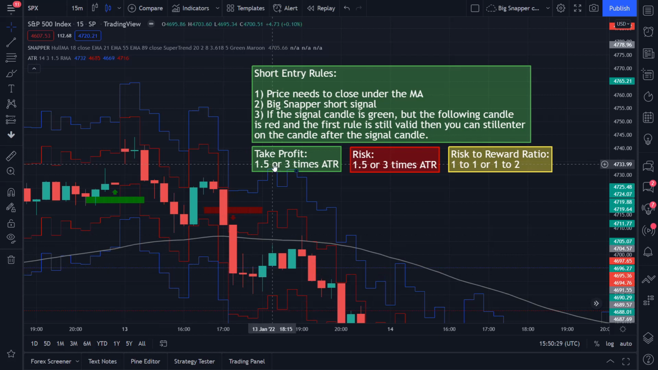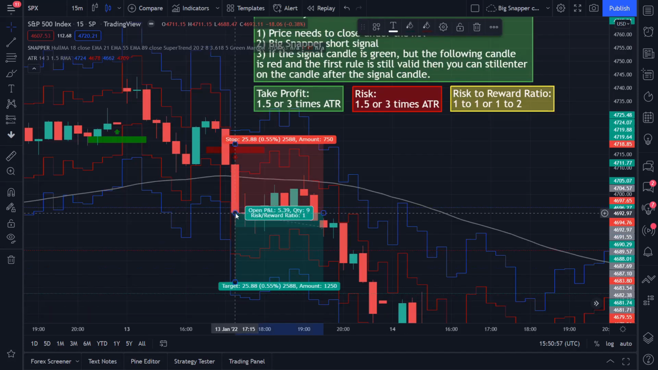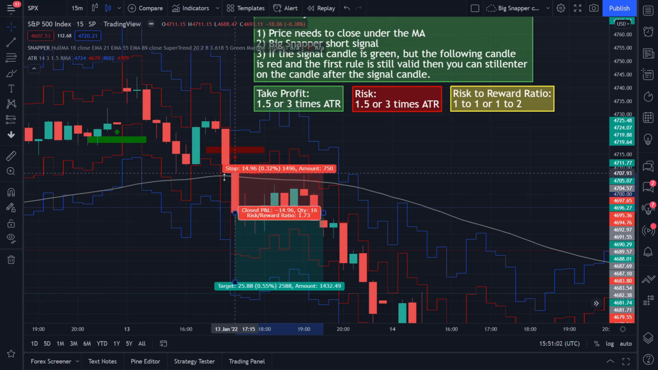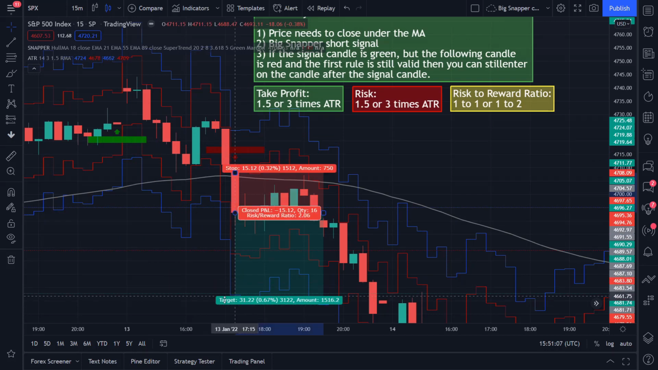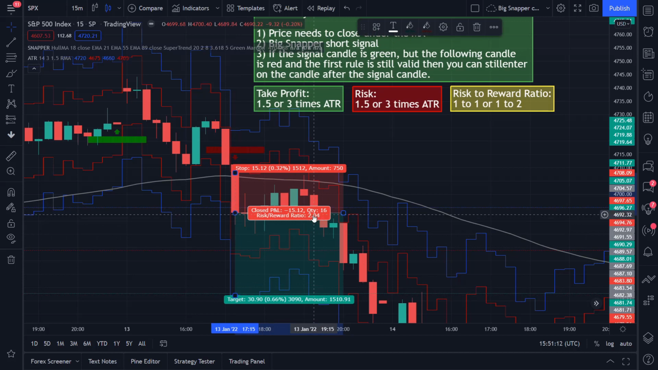Just as with the long example, we are going to try out all the different take profit, risk and risk-to-reward ratio combinations, but for this example, I am going to use a 1.5 risk and a 3 take profit. So we are going to enter a short position right here. We are going to put our stop loss at the NNFX ATR indicator, and we are going to target 3 times ATR. This gives us a 1-to-2 risk-to-reward ratio, and as you can see, this trade would have been a winner.